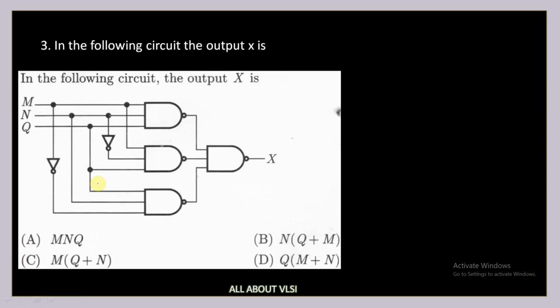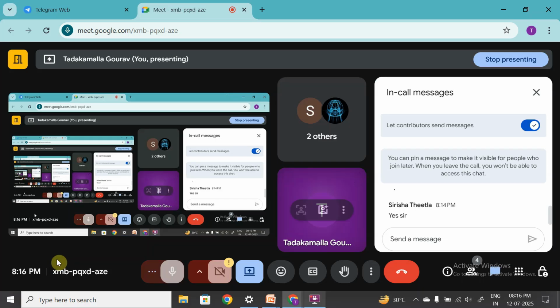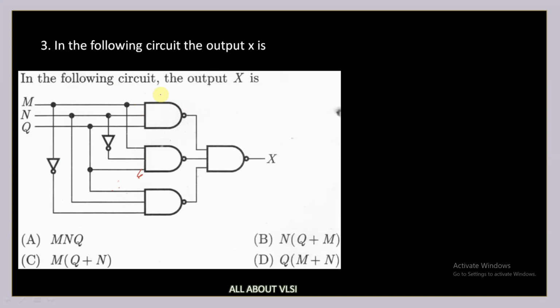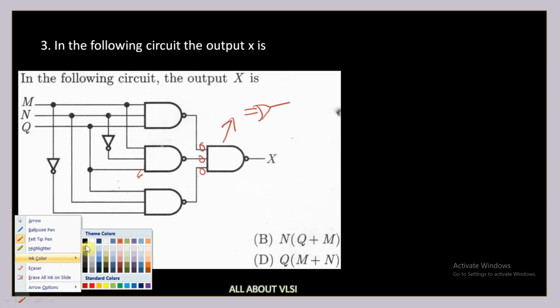Now take 2 minutes, solve this, and please let me know the answer. Yes, so let's see how to solve this. These are NAND gates, and these are nothing but bubbled input NAND gates. So you can replace this NAND gate with an OR gate, so that the whole circuit will be converted to this type.